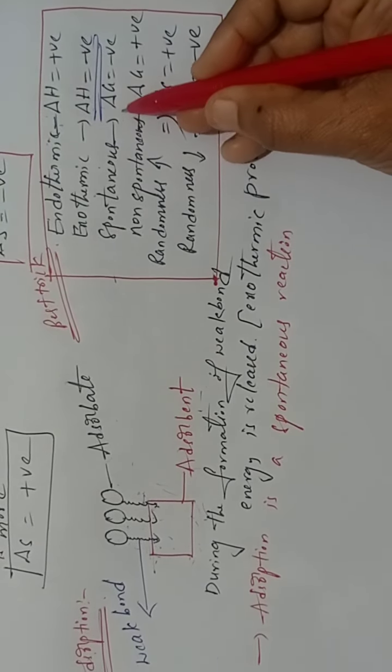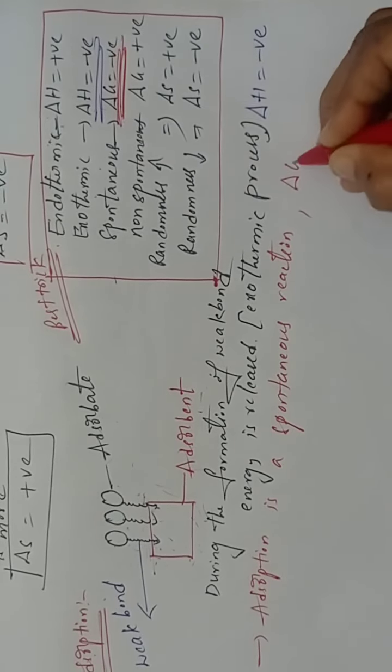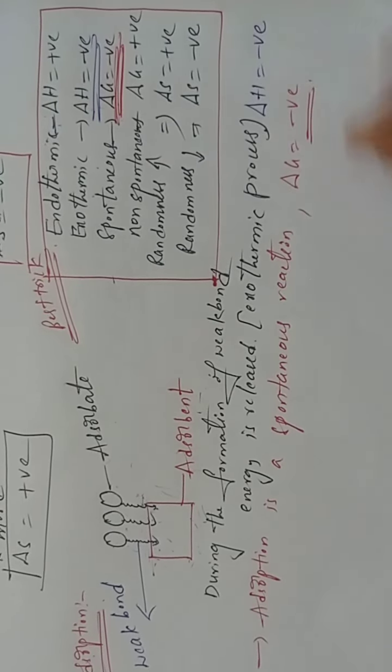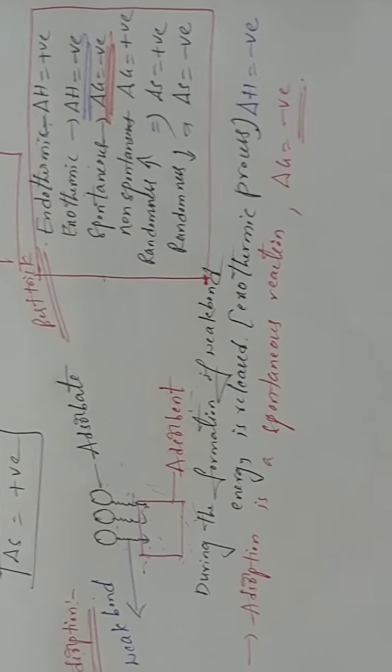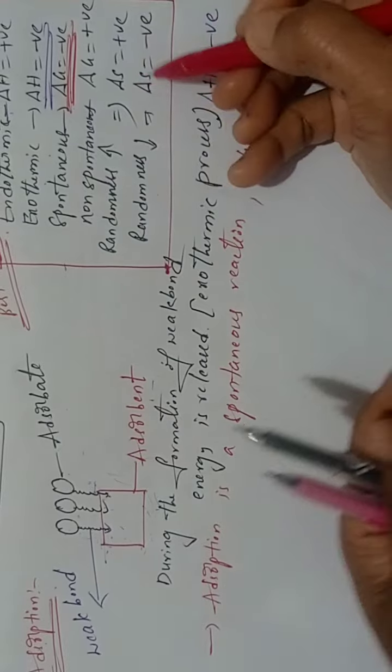If it is spontaneous, what I told you, delta G value is negative. So that's why delta G value, what, students? Negative in case of adsorption. And next, coming to the degree of randomness, the entropy, we have to discuss.